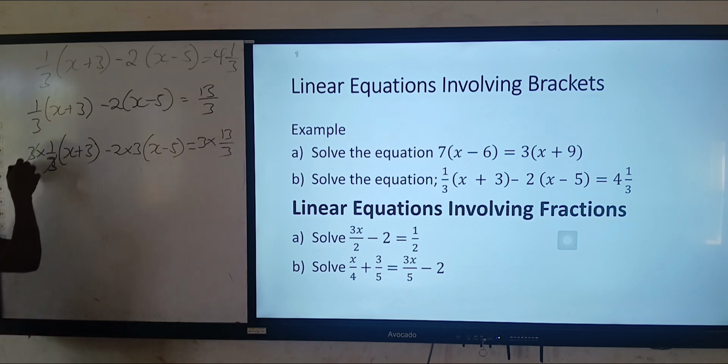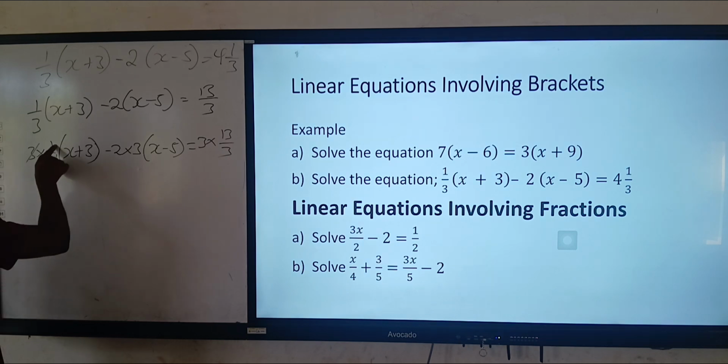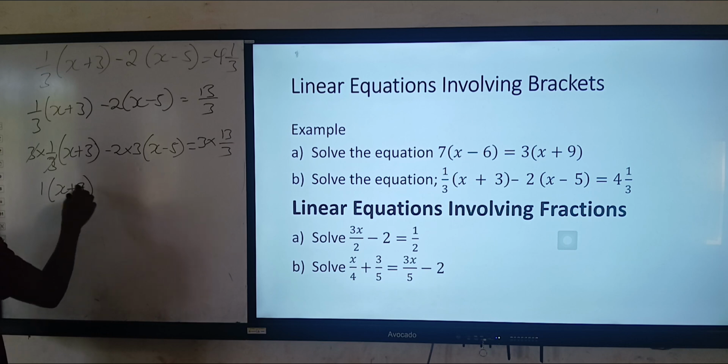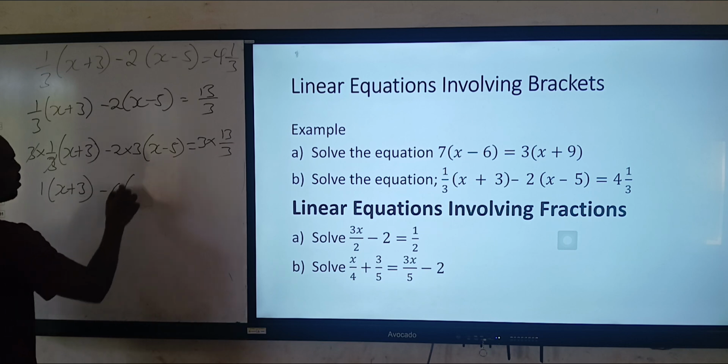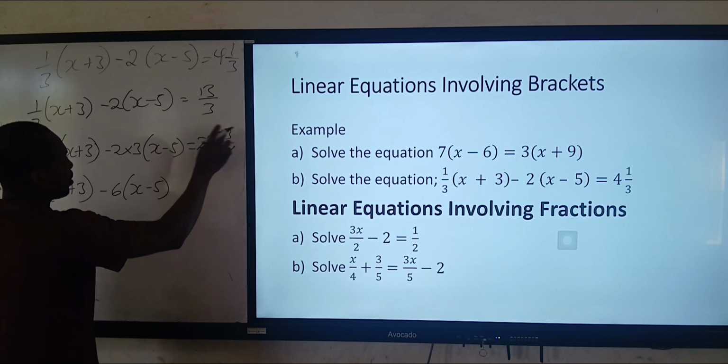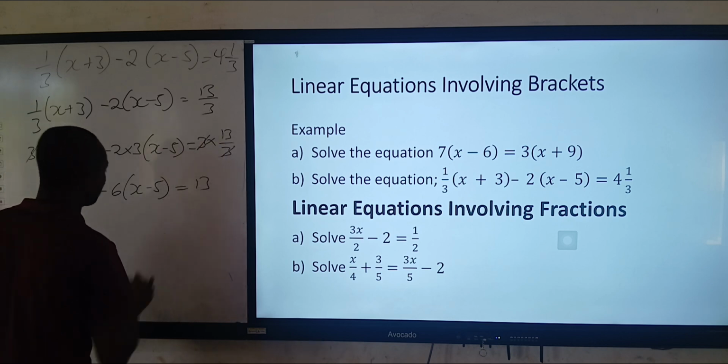So this 3 goes to 3, then we are left with 1 here, multiplied by what is in the brackets, so brackets x plus 3 here. This one will give us minus 6 in the brackets. This 3 goes to 3, and 1 multiplied by 13 will give us 13 here.